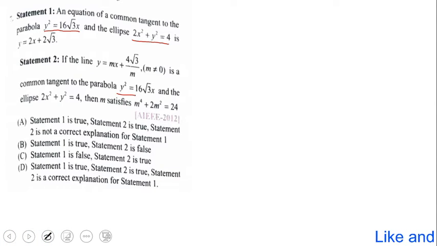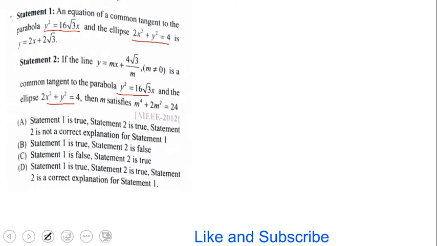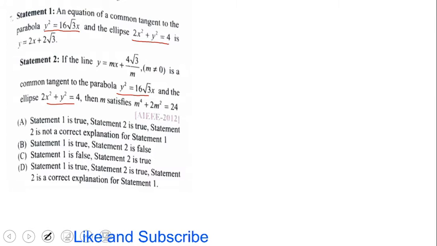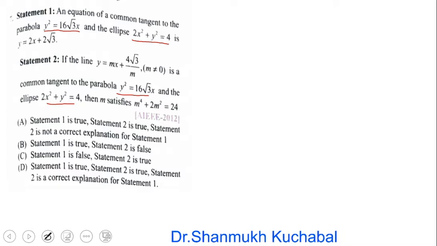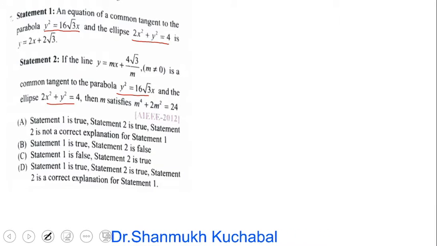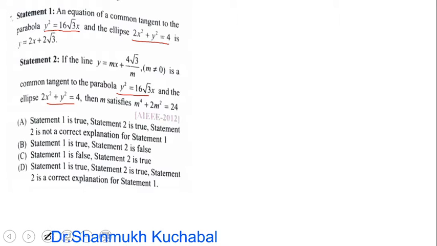This is the equation of a parabola, and the ellipse equation they have given, and they satisfy the relation m raised to 4 plus 2m square plus 24. This one we have to verify. So statement 1 is given, statement 2 is given. Both are true, or first true and second false, or first false and second true. So is explanation 1 correct, is the second correct, that we have to verify very clearly.